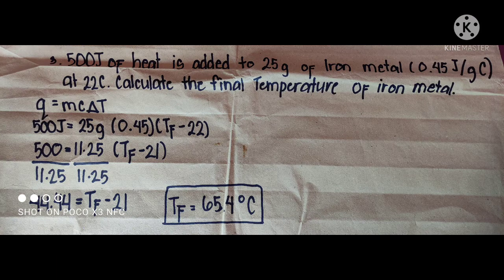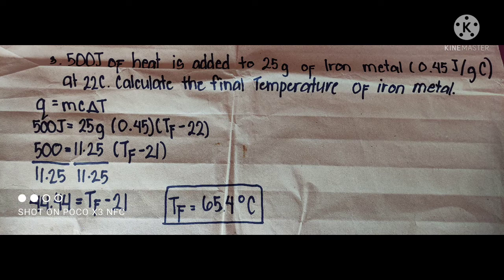So number 3, 500 joules of heat is added to 25 grams of iron metal at 22 degrees Celsius. Calculate the final temperature of the iron metal, because heat is added, the temperature will go up. So let's start with this equation. Q is equal to mcΔT. So Q is positive 500 this time. The mass is 25 grams. The specific heat capacity is 0.45 joules per gram per degree Celsius, and ΔT is the final temperature minus the initial temperature, which is 22.